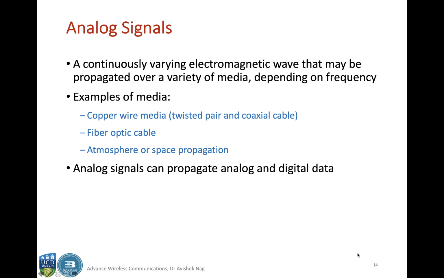Moving on, the signals that actually carry the data can also be analog and digital. Analog signals are continuously varying electromagnetic waves that may be propagated over a variety of media. The variety of media includes the air in the case of wireless communication, optical fiber in the case of optical communication, a copper cable in the case of coaxial cable communication, and so on. Also, the frequency is important. Depending on the frequency of the signal, we sometimes choose the appropriate propagation media.